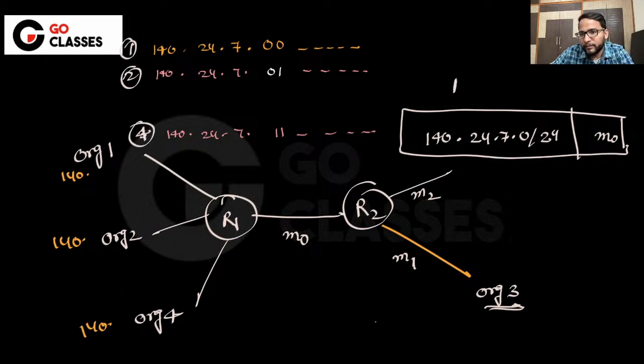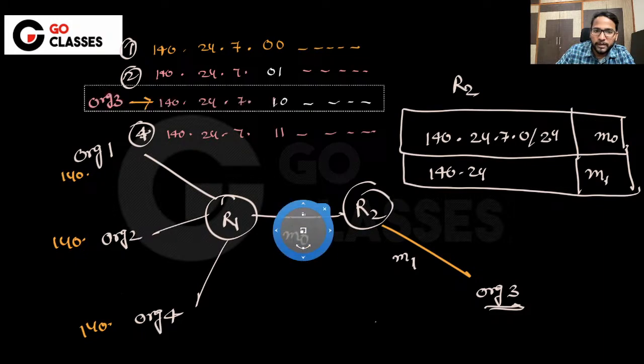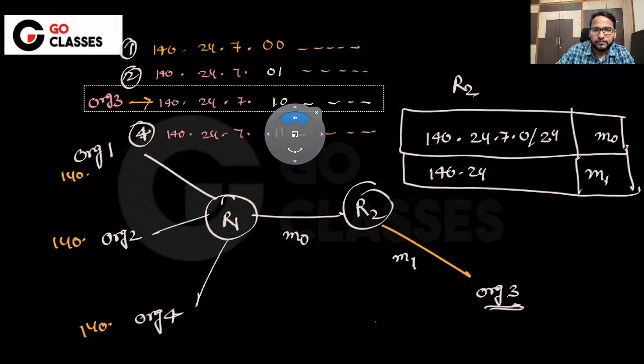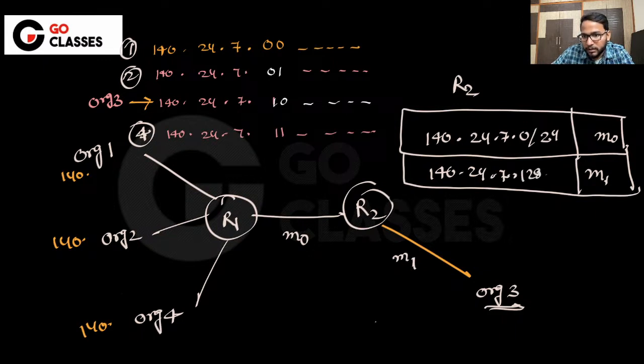You can do the supernetting, you can have the entry just like this in R2, but you have to have one more entry in R2, which is more specific to organization 3. Which entry? Let's have one more entry where I will say M1, which is 140.24. What is organization 3? Let me write it here. These 2 bits are fixed, so it is basically 24, 25, 26, right? So dot 7 dot 128. This is 128 dot 128 slash 26, and then M1.